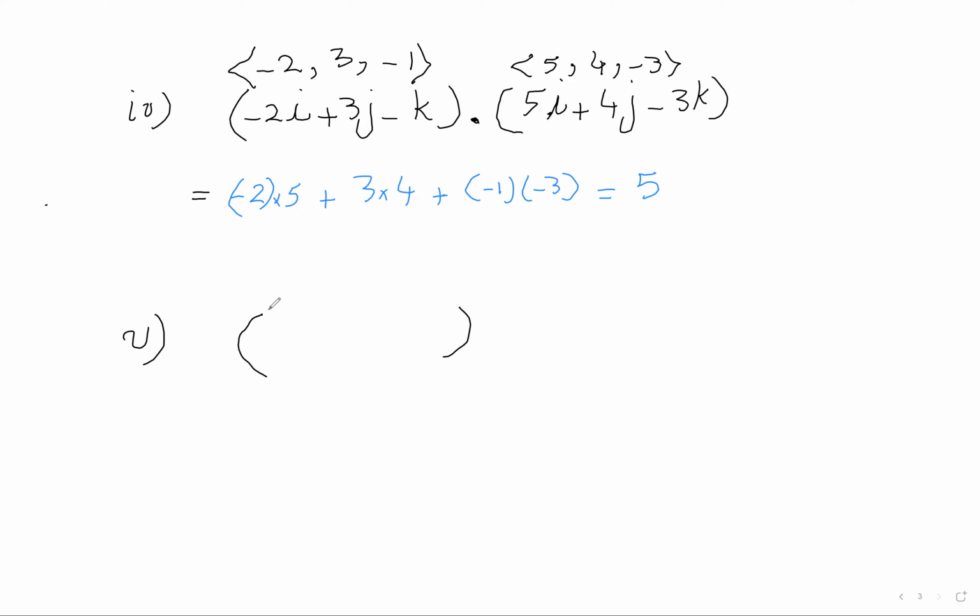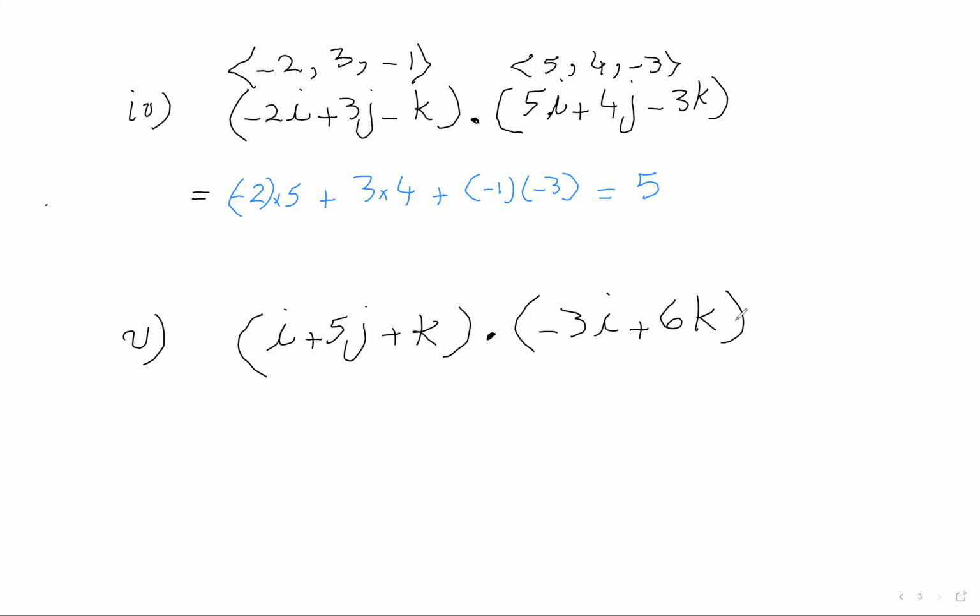Suppose the first vector, again I show both of the vectors in i, j, k, is i plus 5j plus k, and the other, so dot product by -3i plus 6k. Please pay attention that in the second vector, we don't see j, which means the coefficient of j is 0.